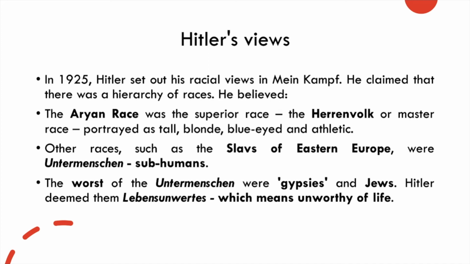Other races, such as the Slavs of Eastern Europe, were Untermenschen, that means subhuman. The worst of the Untermenschen, in Hitler's view, were gypsies and Jews. Hitler deemed them Lebensunwert, which means unworthy of life.